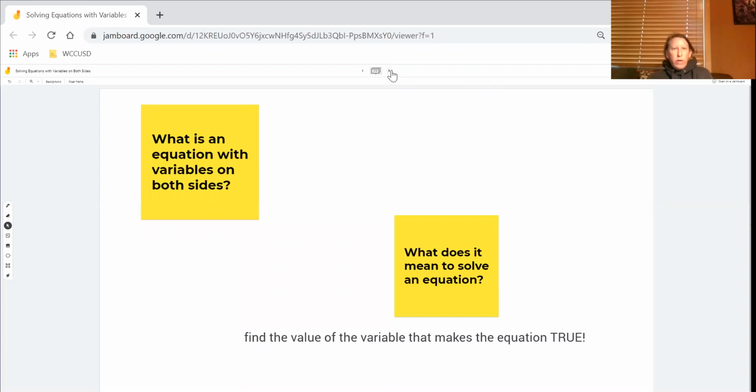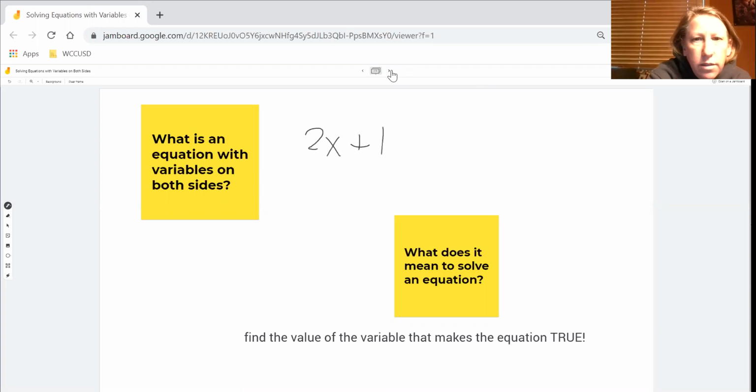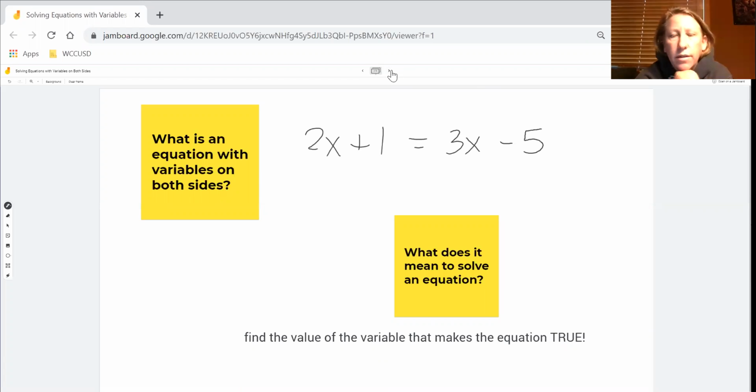So what is an equation with variables on both sides? Well, you have 2x plus 1 is the same as 3x minus 5. So it's an equation, it has an equal sign, and there's x's on this side and there's x's on this side. So the variable is on both sides.